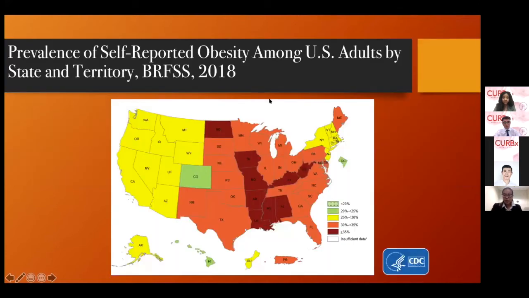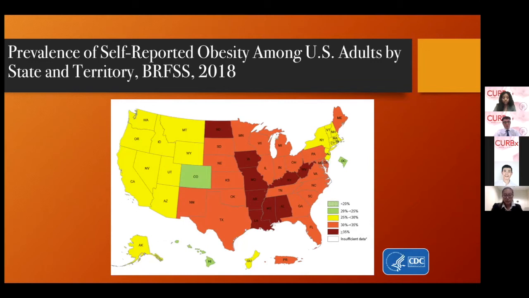So as you may know, obesity is defined as having a BMI of over 30, and it's currently a global epidemic. It's particularly a problem in the United States. Here we can see a map of the US rates of self-reported obesity in US adults broken down by state and territory, with darker states representing higher rates of self-reported obesity. And it's quite frightening to see that not one state actually has a reported rate of below 20%.